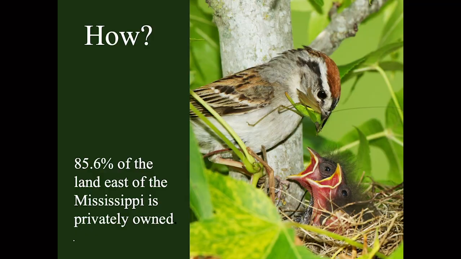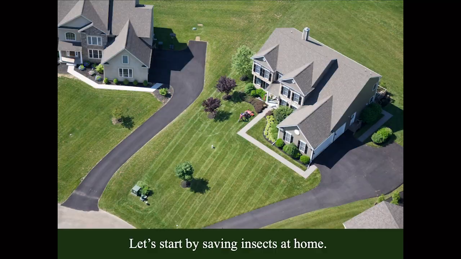The future of conservation is on private property, because 85.6% of the land east of the Mississippi is privately owned, and 83% of the entire country is privately owned. We can't take away 83% of the whole country and say, well, we're going to save biodiversity. We need to save it on private land. We need to save it in places like that. So how are we going to save insects at a home like that?